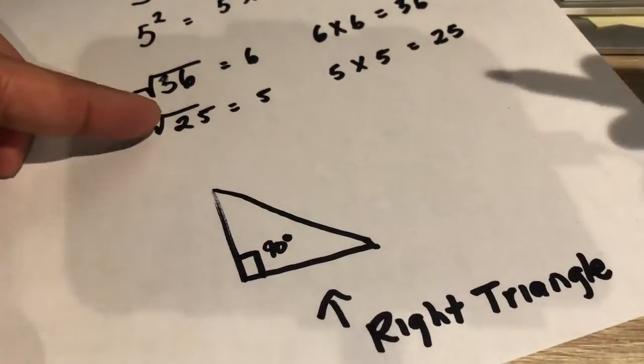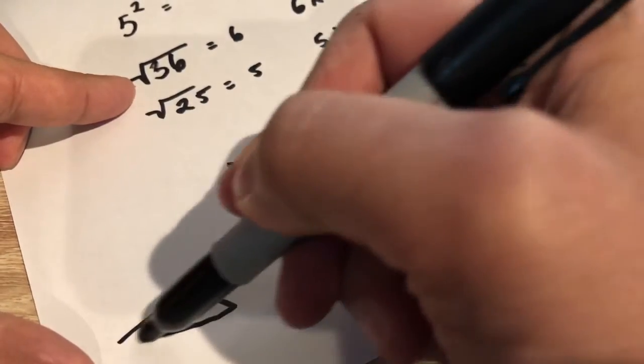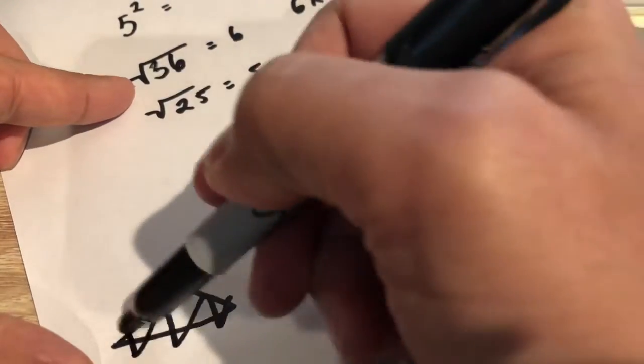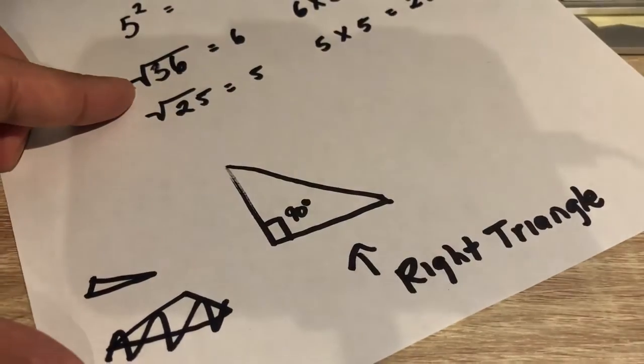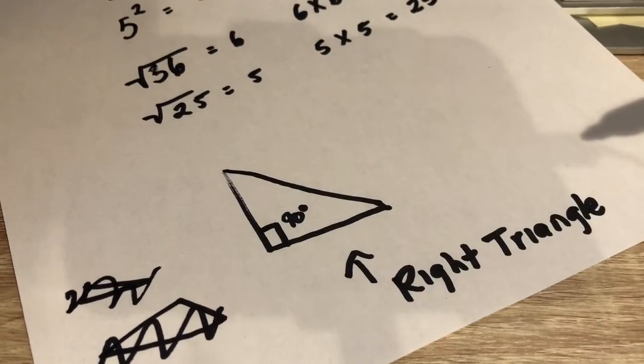There are other types of triangles without 90 degrees, of course. A triangle that looks kind of like that, triangles that look a little funny like that, are not right triangles. This here, though, is a right triangle.